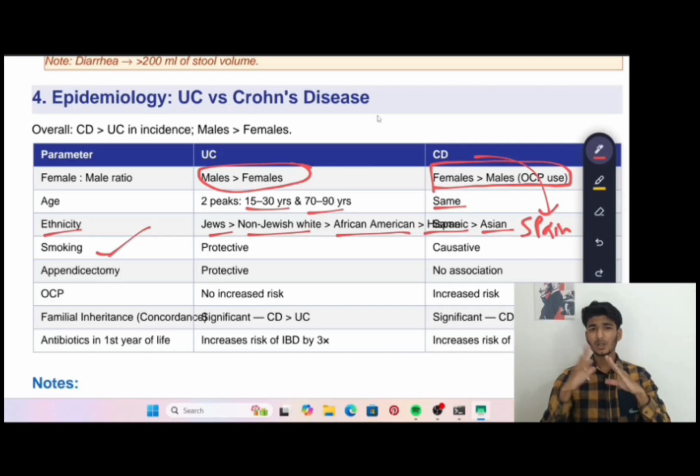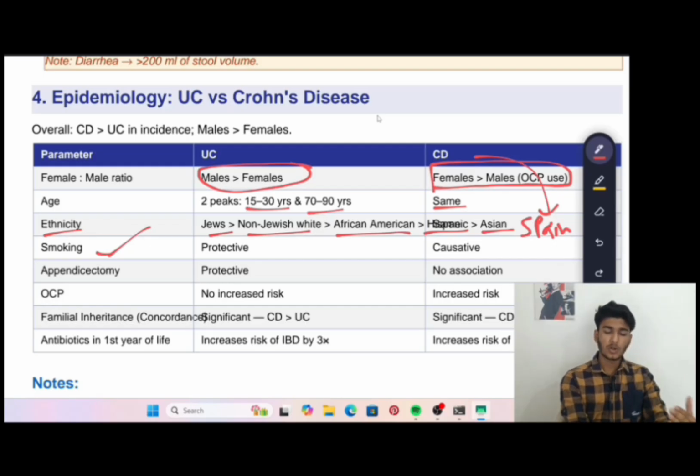But what is happening in Crohn's disease? This nicotine will go and bind to the nicotinic receptor on which the medicines of Crohn's disease might have bound. So there will be a constant competitive inhibition going on there. And if the medications of Crohn's disease are not binding properly, it will worsen the condition of Crohn's disease. And the same thing is happening here. So that's the reason smoking is a causative agent in Crohn's disease.